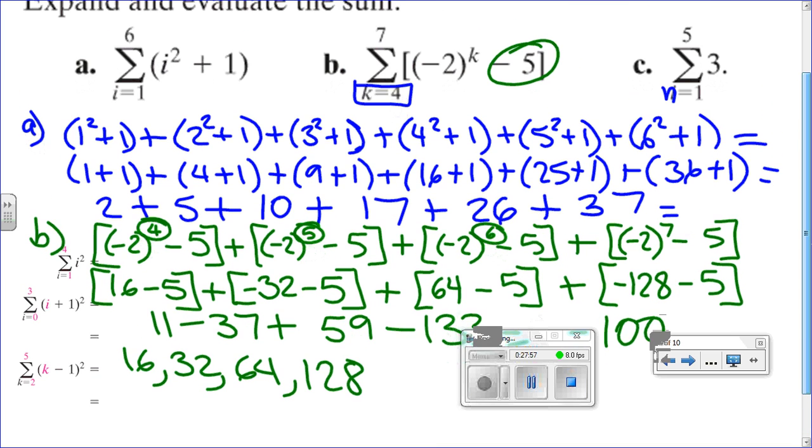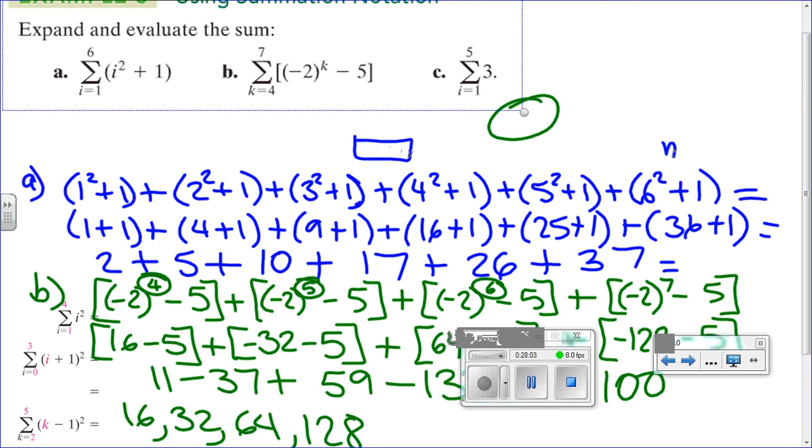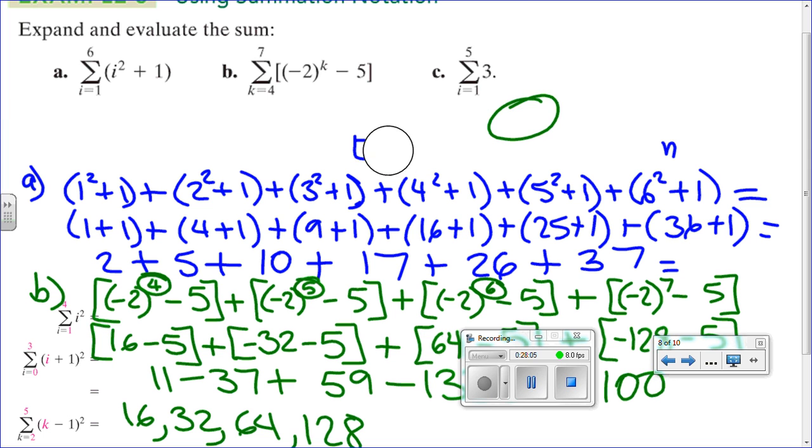Now, the one here, do you guys see this one? I need that space. Here we only have a number 3. We don't have any variable to substitute. So what are we going to do? What will be the first term? The easiest you can think. 3.